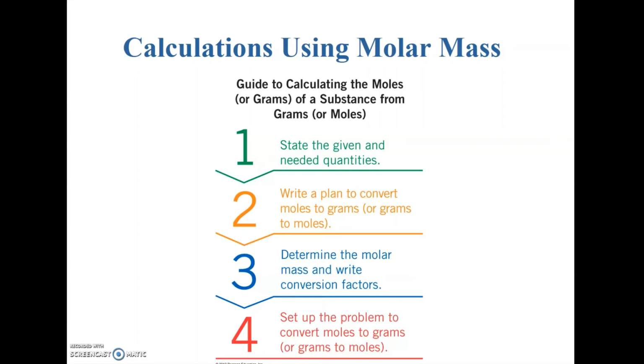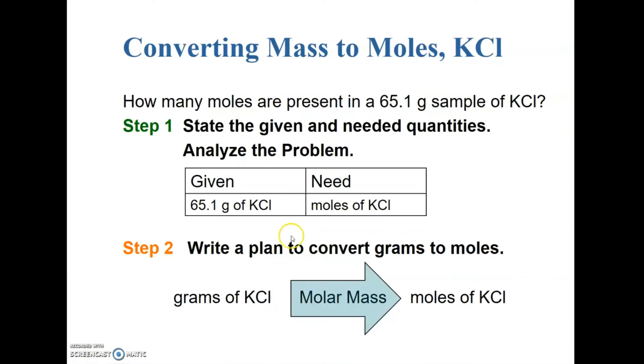In the next few slides, we will learn how to convert grams to moles or moles to grams. In this problem, we are asked to convert 65.1 grams of potassium chloride to the moles of potassium chloride. So we're going from mass to moles, and this is what we are asked to do in this problem, to change the mass of potassium chloride to the moles of potassium chloride.